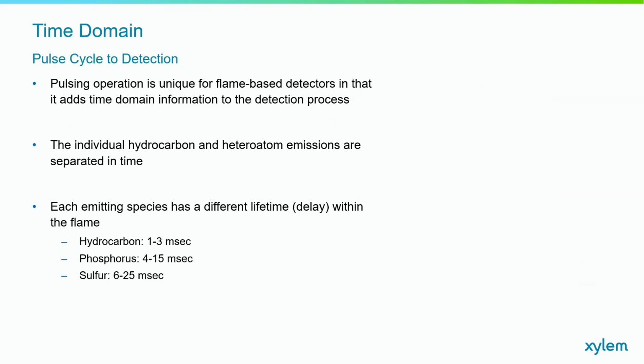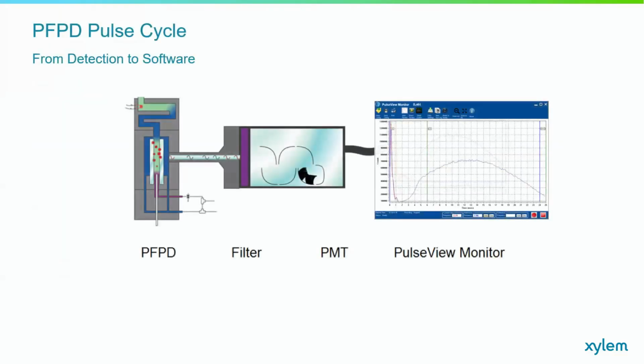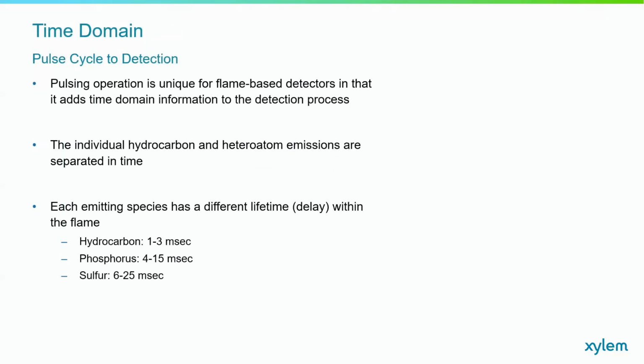So I mentioned earlier something about the time domain that the pulsing cycle adds. What this means is that emissions from individual species formed in the flame are separated in time, and each emitting species has a different characteristic lifetime within the combustion chamber of the detector. The specific lifetime for each emitting species sometimes is known as the delay. So that is really important.